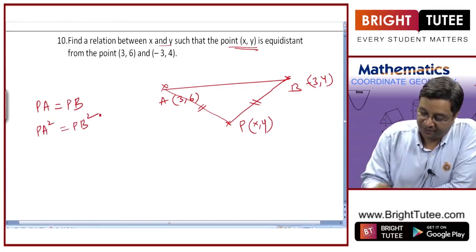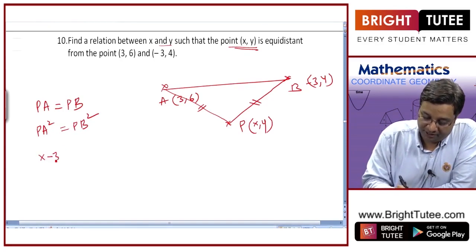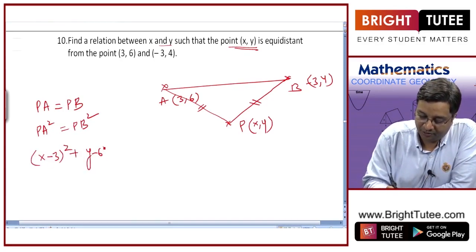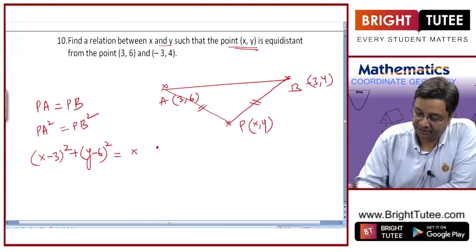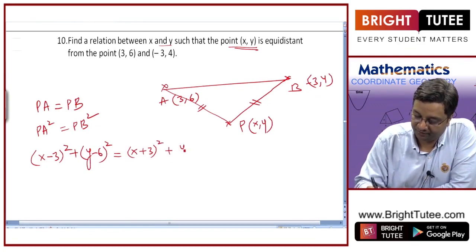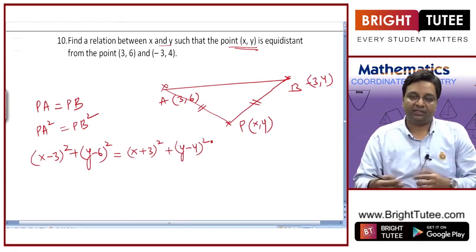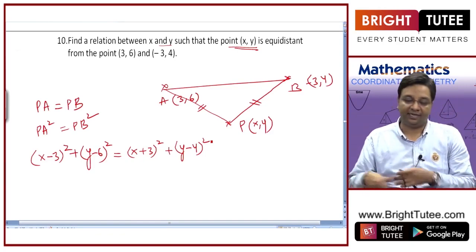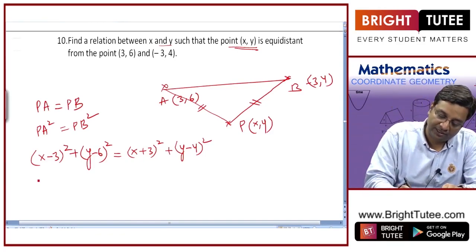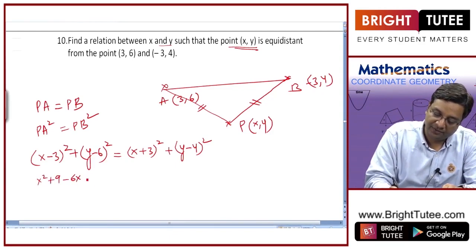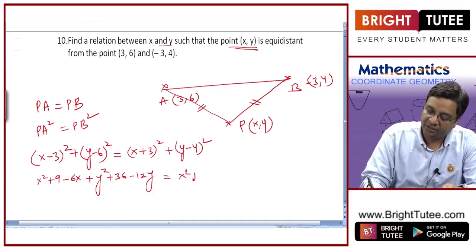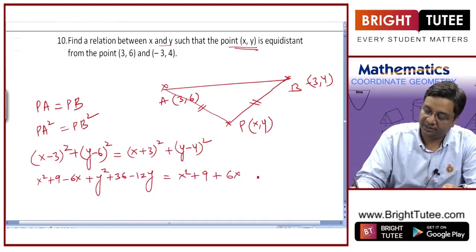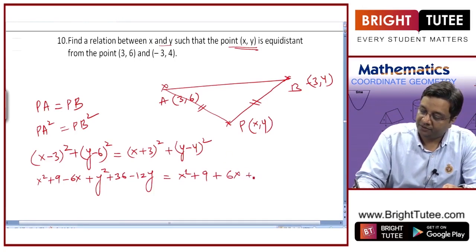Apply the distance formula. What is PA squared? x minus 3 squared plus y minus 6 squared. It is equal to x, this is minus 3, so x plus 3 squared, plus y minus 4 squared. We just need to equate these and we will get the desired relation. So let's open these brackets. x squared plus 9 minus 6x, y squared plus 36 minus 12y equals x squared plus 9 plus 6x, plus y squared plus 16 minus 8y.